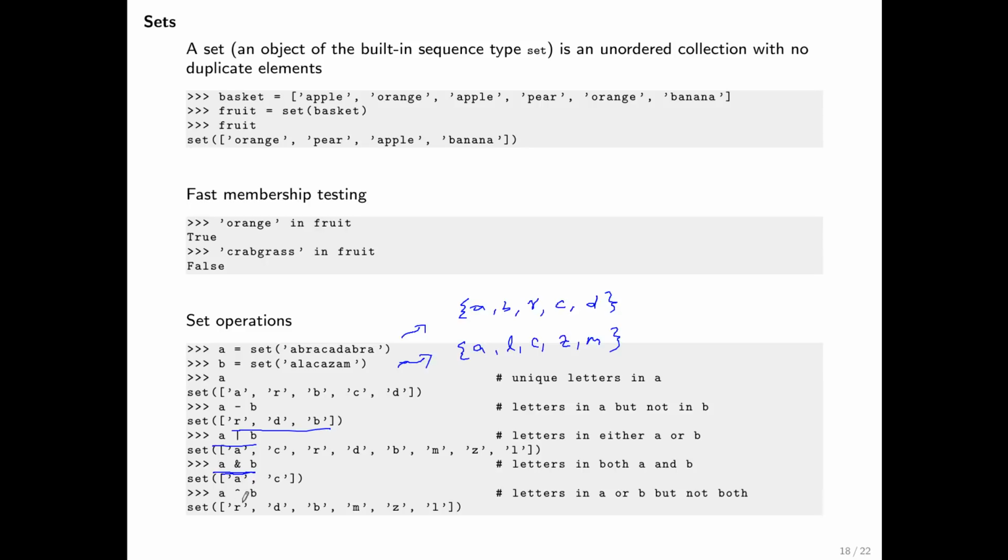And then finally, if you do A caret B, A hat B, what we get is a new set that contains letters that are in A or B but not in both, meaning it doesn't include the common ones. So for this particular example, it's simply R, D, B, M, C, and L. It doesn't include A and C, which were common to both. So given two sets, you can perform the standard set operations.